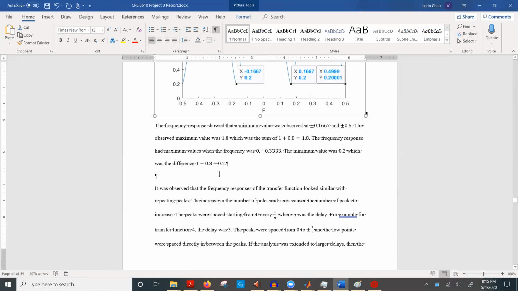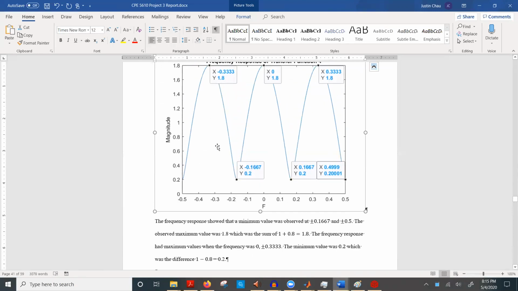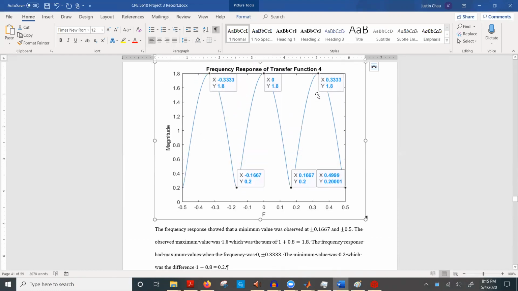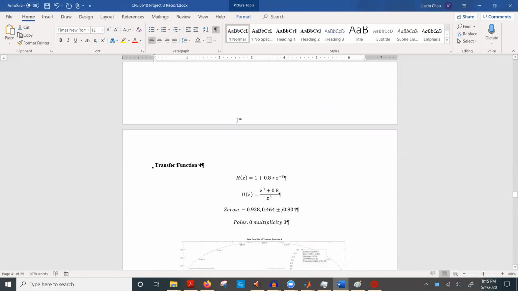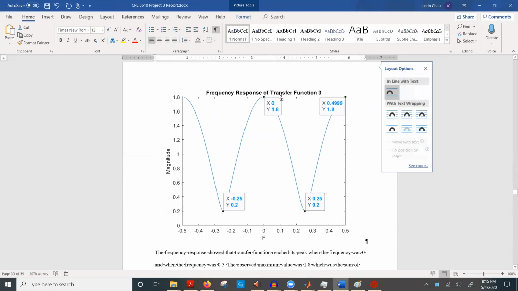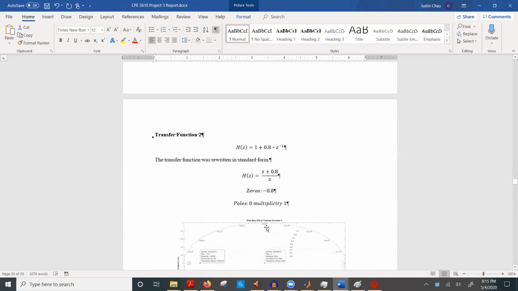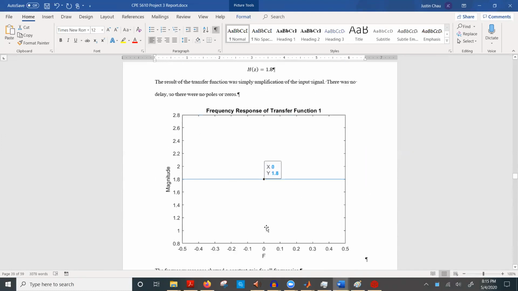And the peaks, yes, you have more and more peaks as you increase the delay. So the number of peaks right here is equal to the number of delays. Here we have 2 peaks. This is half a peak, and this is a whole peak. So that's 2 peaks for a delay of 2. For the delay of 1, we had 1 peak, and for the delay of 0, we had no peaks.